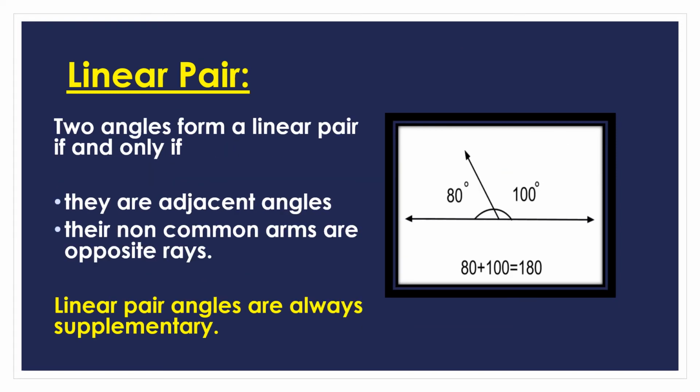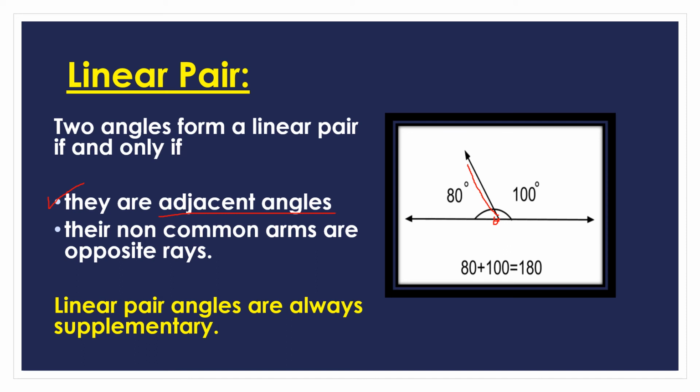Now next is linear pair. Now what are linear pairs? Two angles form a linear pair if and only if. Now if and only if means the conditions are very important, and if some angles want to be a linear pair, it is imperative that those angles should be adjacent angles. First of all, they should be adjacent angles, right? And remember the criteria for adjacent angles: they should have a common vertex. Here they have a common vertex. Okay, they should have a common arm, so this is a common arm, right?